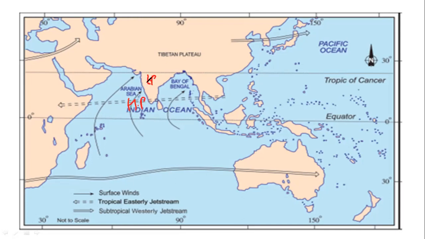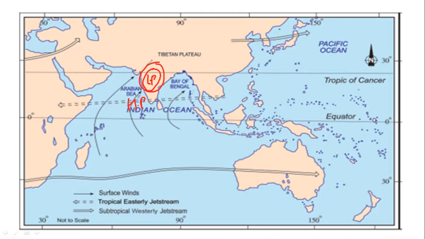Second was that the Tibetan plateau gets intensely heated. Due to this, the low pressure has intensified. Whenever a landmass gets heated up, it increases the low pressure over that area. So, due to this, the low pressure has become twofold.